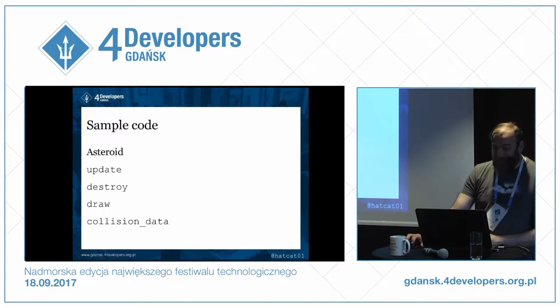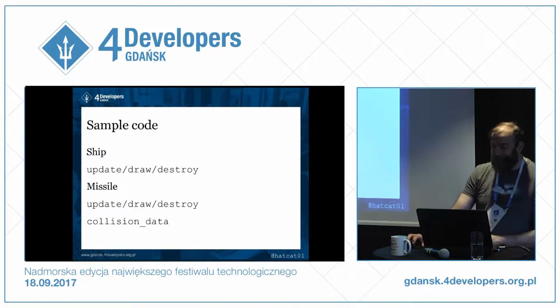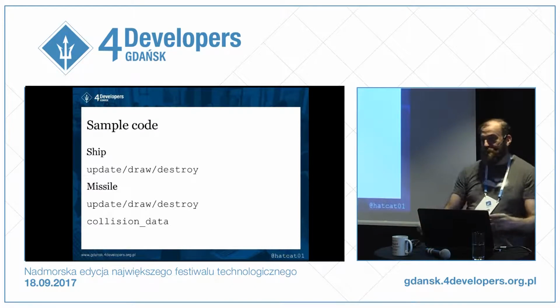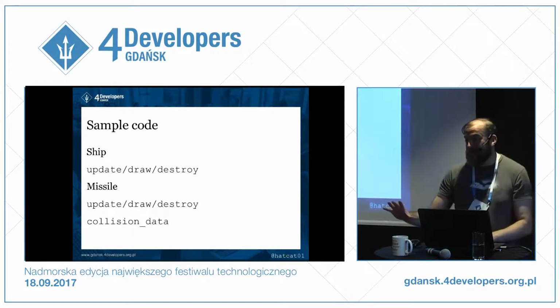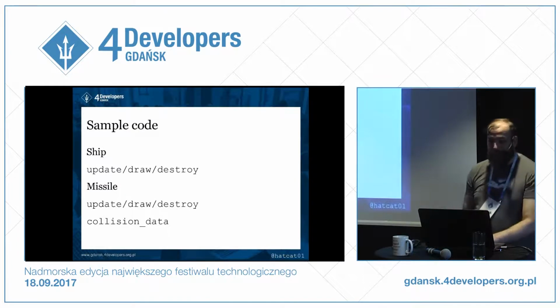Now, if we start looking at individual objects, with the asteroid there's a lot of repetition here. We want to update it, destroy it, draw it, and expose its collision data. The ship is similar: we want to update it, draw it, and destroy it. And the missiles, we want to update, draw, and destroy them, and we also want their collision data. We don't need the ship collision data because everything collides with the ship. So we start all our instructions from there, which is handy because that's the rotating thing, and things become simpler.